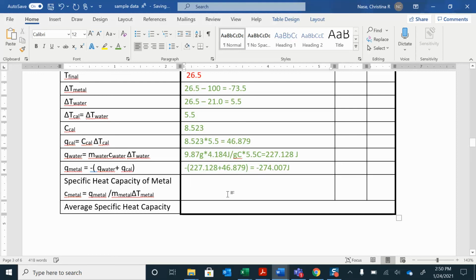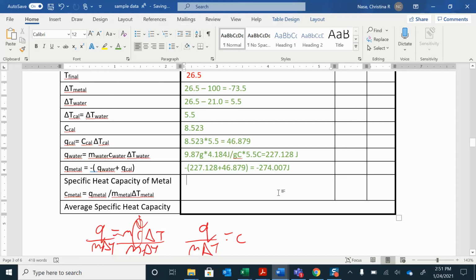And then to find the specific heat of the metal, again, I'm using Q equals MC delta T. I don't know what C is. That's what I want to solve for. So I'm going to divide both sides by M delta T. So now I have Q over M delta T, which should give me the specific heat. So that's where we got that equation from.